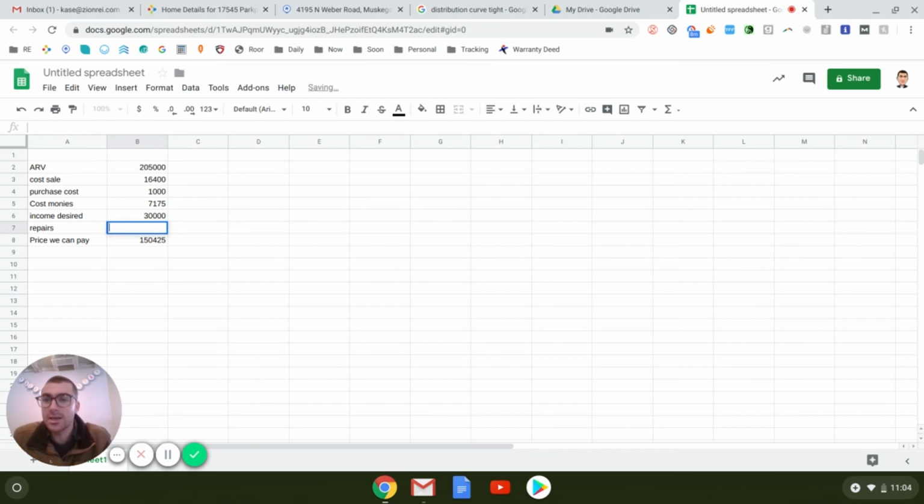So you can see that if the home doesn't need any work, I'm at 150. If the cost of sale drops, perhaps we already have a buyer for the property, or if you can discuss using a land contract, we can eliminate the need for cost of monies.